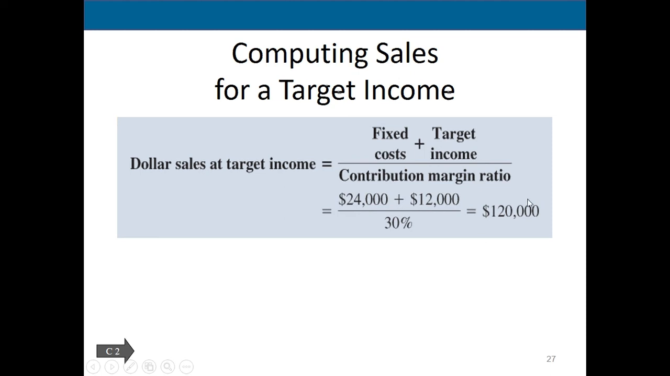Here's what it is. It says that we have to sell $120,000. Now we don't have to sell $80,000. We have to sell $120,000 worth of stuff in order to get there. Dollar sales at a target income.